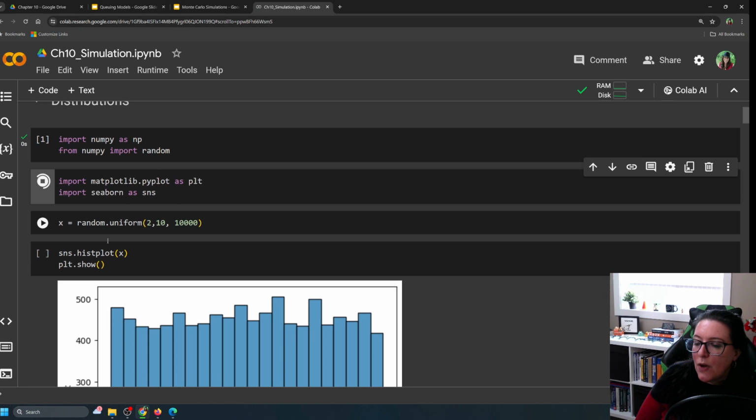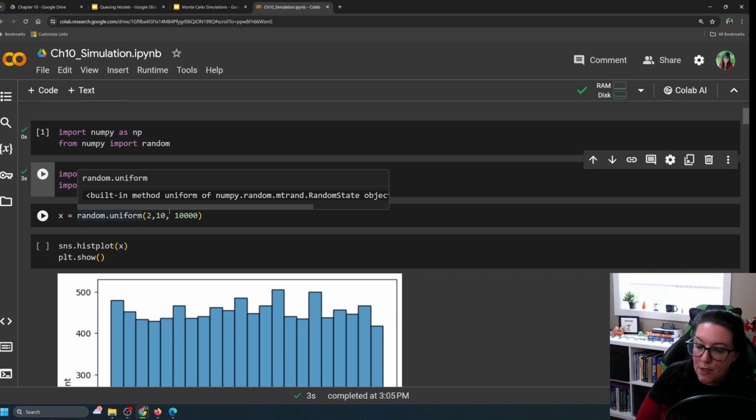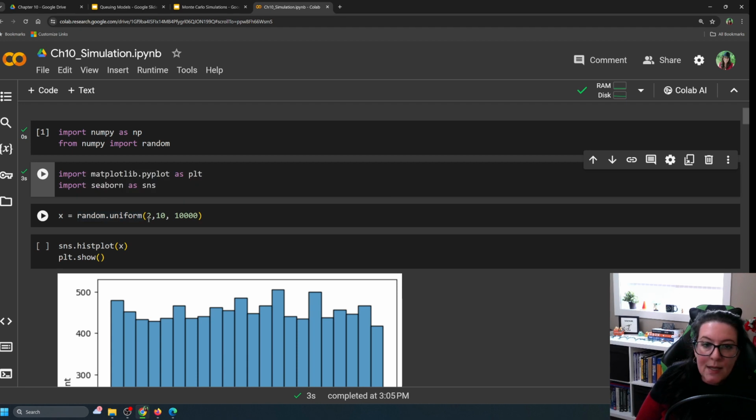And let's start with our random generation from a uniform distribution. So the first number is the minimum, the second number is the maximum, and the third number is how many numbers you want it to randomly generate. So we could say x is equal to random.uniform between 2 and 10, give me 10,000 numbers.